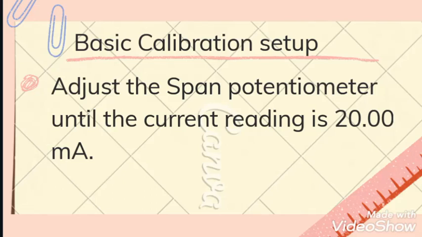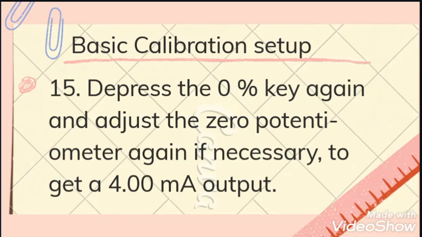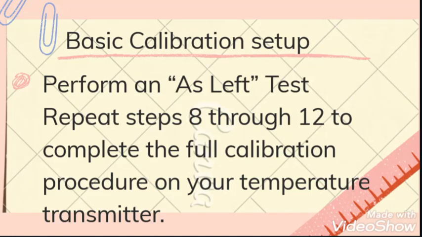If it is a hot transmitter, then we will press the 100% and it will automatically adjust it. Depress the 0 key again and adjust the 0 potentiometer again if necessary to get a 4 milliamp. So we will check it twice, that our 0 is stable or not. After that, perform an as left test. Repeat steps 8 through 12 to complete the full calibration procedure on your temperature transmitter.